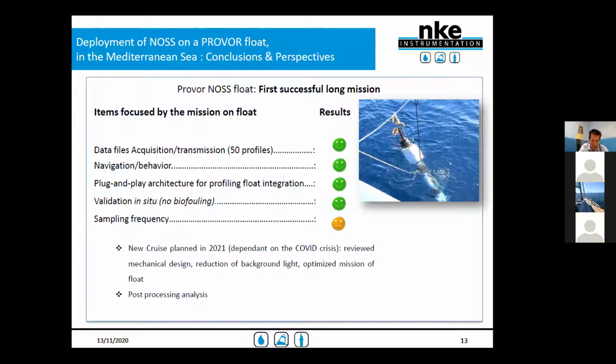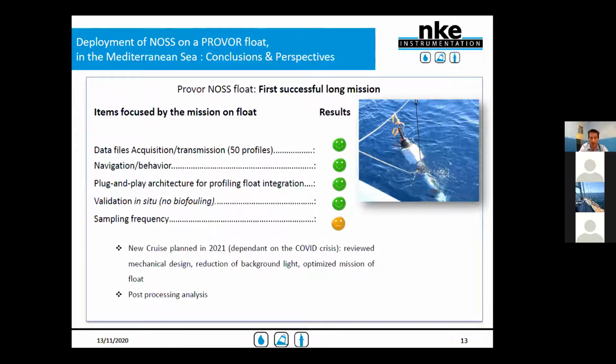We conclude with a very good plug-and-play architecture for profiling float integration with the NOSE sensor. And we validated the behavior of the NOSE sensor on this float, because no fouling appeared on the cell of the sensor. The only bad point concerns the sampling frequency, so we need to increase it. We would like to increase the sampling frequency of the NOSE sensor compared to the existing sensor.